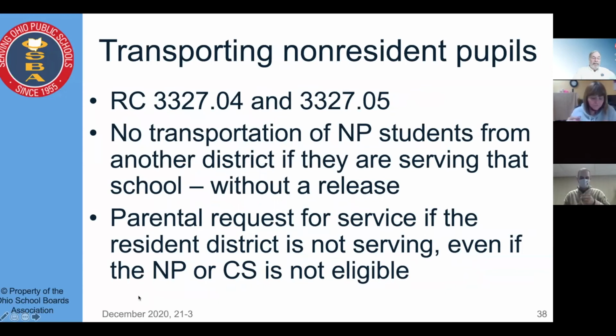All right, we need to talk. I'm going to talk about two sections together, and they are 3327.04 and .05. And what they say in concert is, as school districts, we're not supposed to transport students from another district that are also being served by that district unless you get permission. Here's the problem with that.